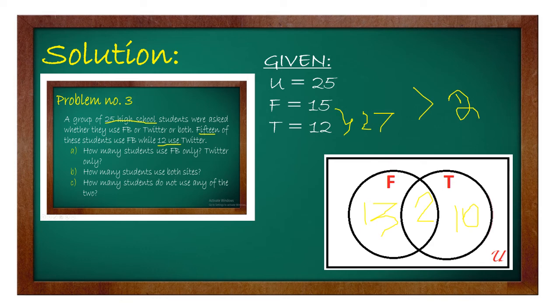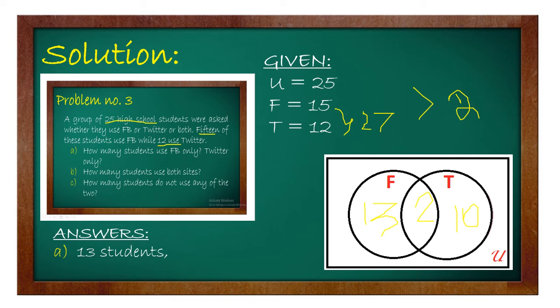So, pwede na natin ngayon sagutan yung mga questions sa problem number 3. For letter A, how many students use FB only? Kung titingnan natin yung only part ng set F, ang nakalagay doon ay 13. So, ibig sabihin, meron tayong 13 students.